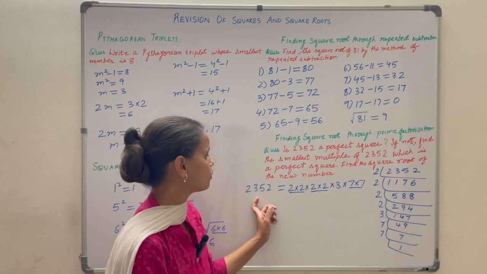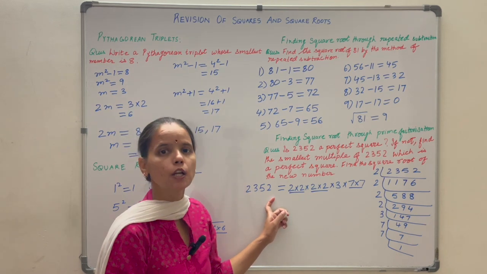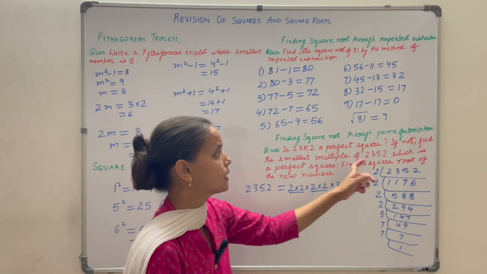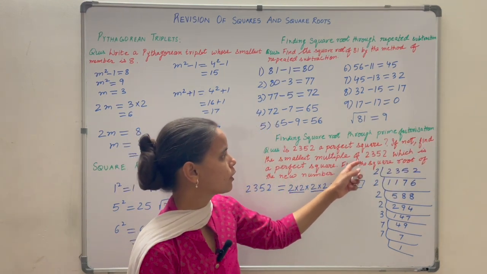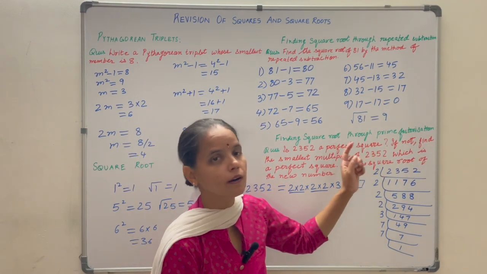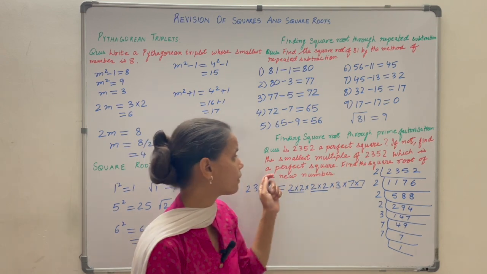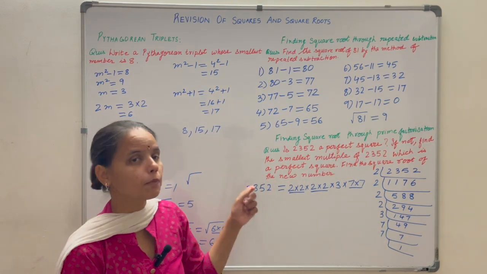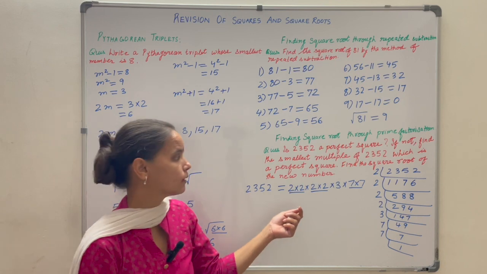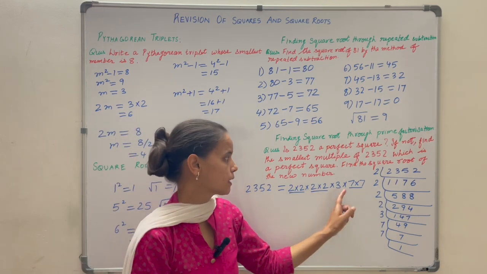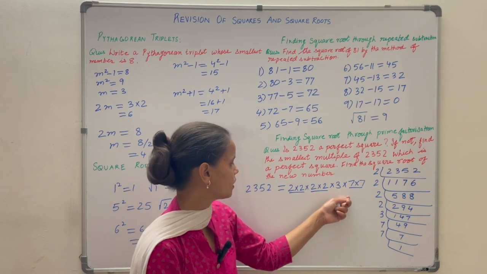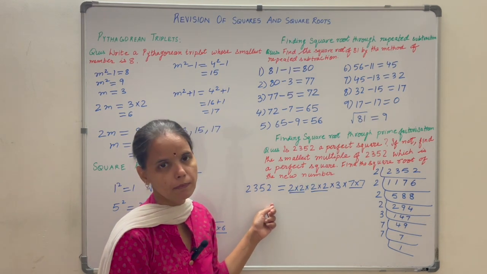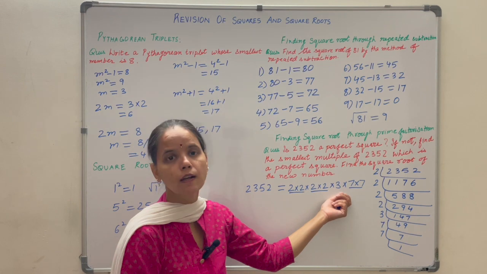That means 2352 is not a perfect square. It says if not, find the smallest multiple of 2352 which is a perfect square. For a number to be a perfect square, all the numbers should be in pair. Here 3 is not in pair. That means if I multiply here by 3, then here also I have to multiply by 3, and then this number will be in pair.